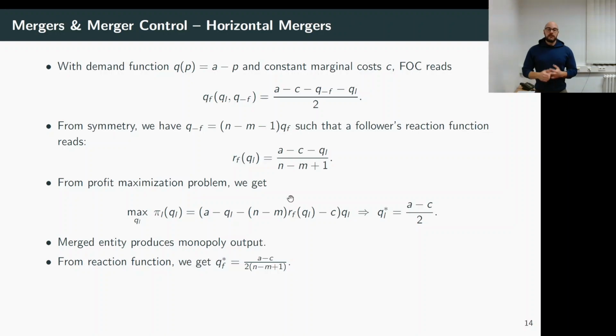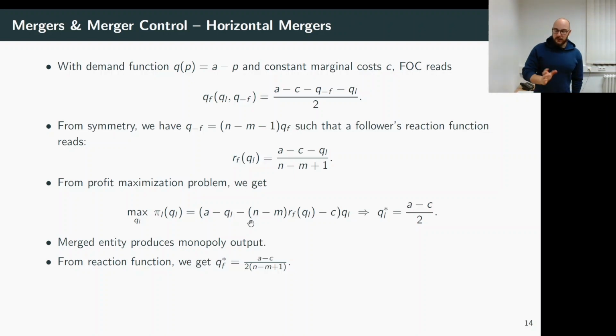Okay, so what we can do next is substitute the reaction function into our inverse demand function in order to get the leader's output. The approach here is, again, a profit maximization problem over QL, and the profit of the leader is A minus QL minus N minus M times RF, so the reaction function, minus constant marginal cost times QL. When you first see it, everything looks confusing, but it's pretty easy to understand. What we have in this part here is the inverse demand, where we have already substituted for QL, and we have assumed that all other firms, except for the leader, which is N minus M, behave the same, and they produce the output that is determined by the reaction function of a given follower.